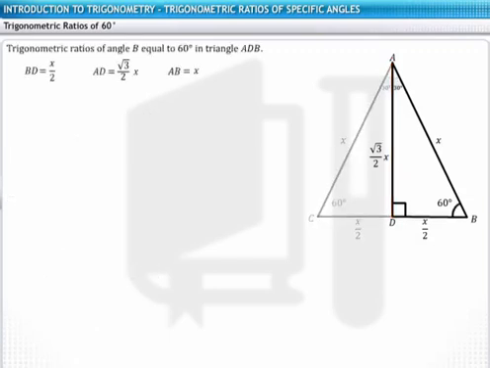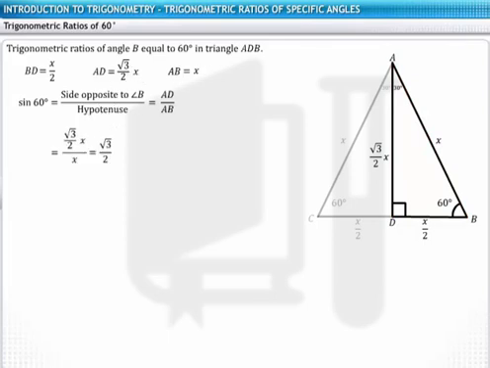Now, let us find trigonometric ratios of angle B equal to 60 degrees in triangle ADB. Sin 60 degrees is equal to the ratio of AD, the side opposite to the angle B, and the hypotenuse AB. Putting in the values of AD and AB, we get sin 60 degrees as root 3 by 2.